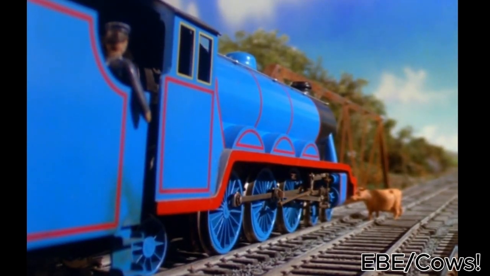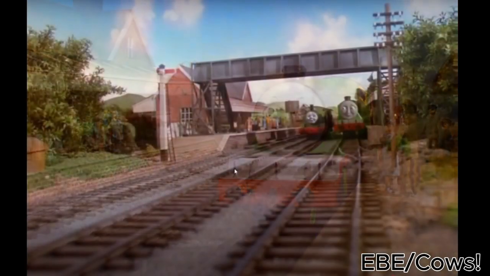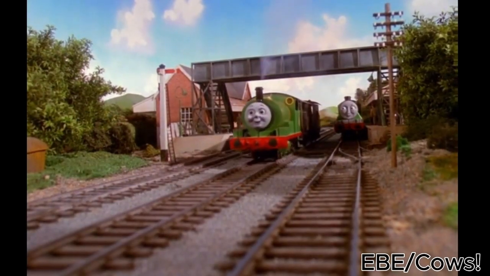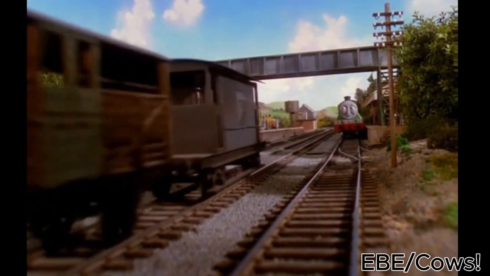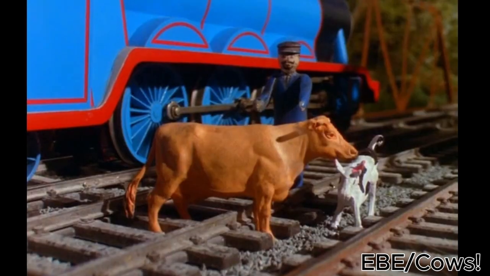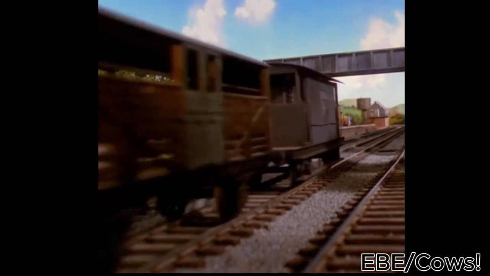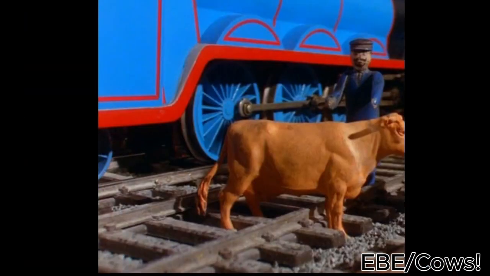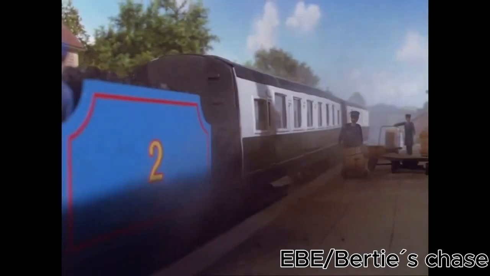And in the TV series, it is Percy who takes the calf, and he was probably the one to spread the word, so there was no real wish for Gordon and Henry to want to keep it dark in the TV series. But in the Railway series, the wish does make sense because Henry takes the calf. Bertie's Chase.